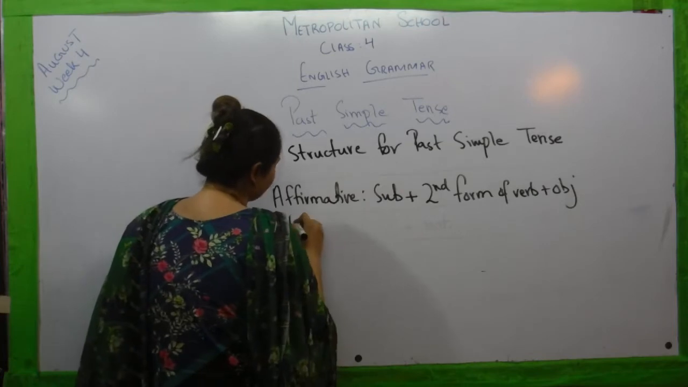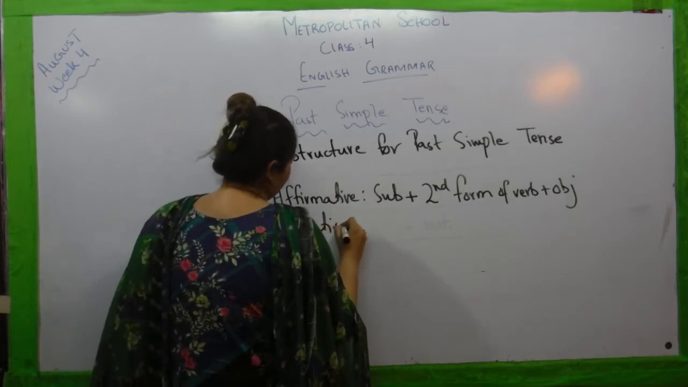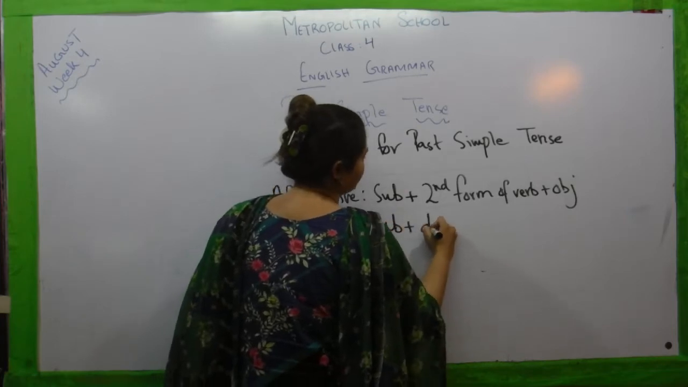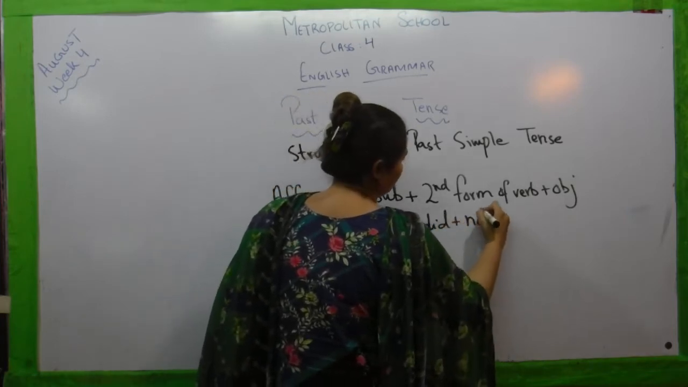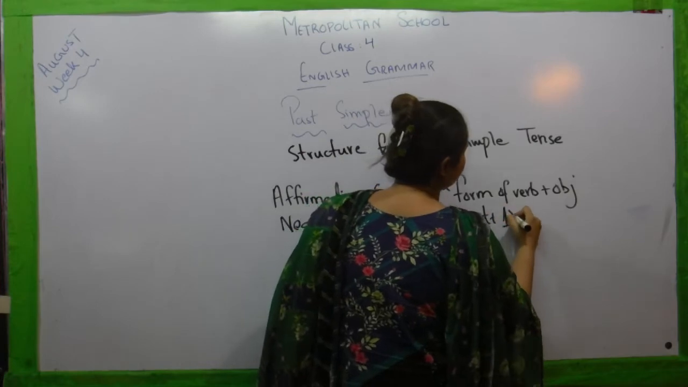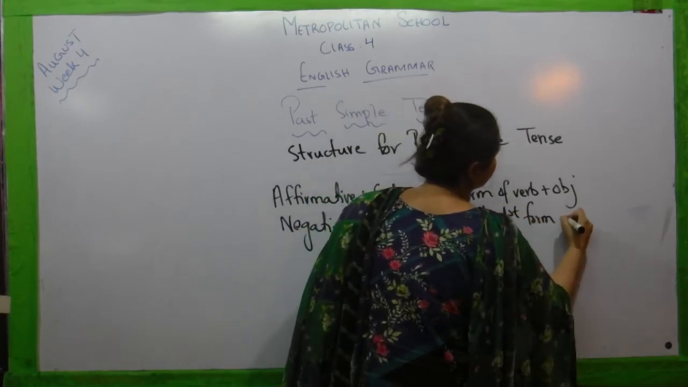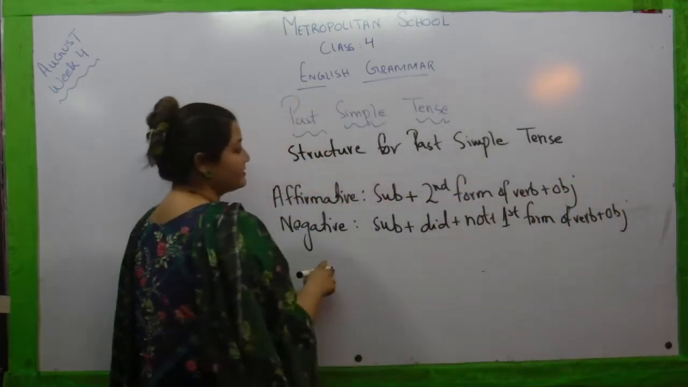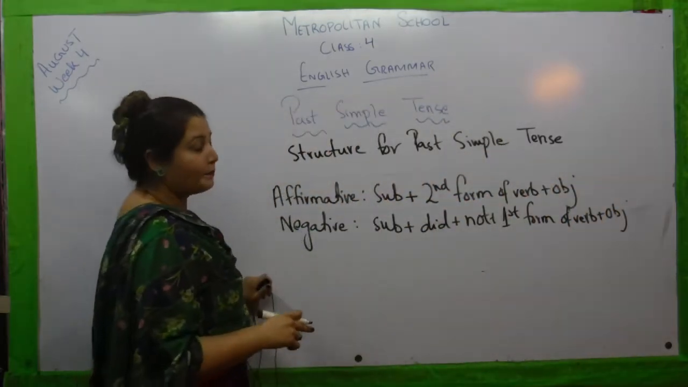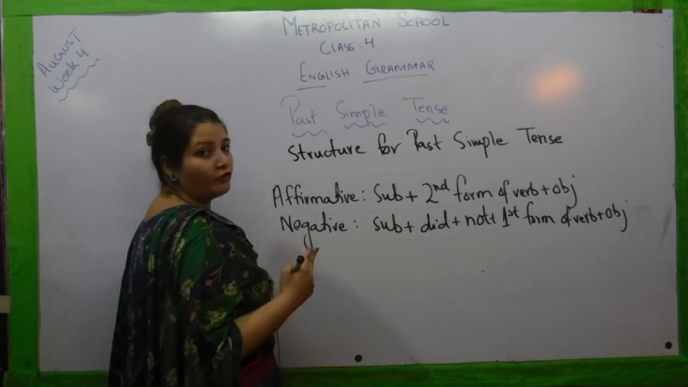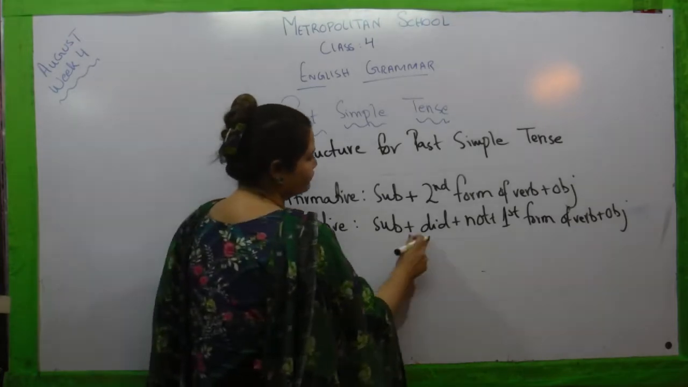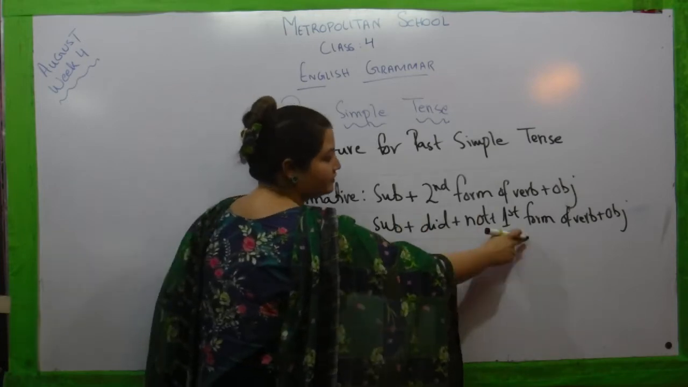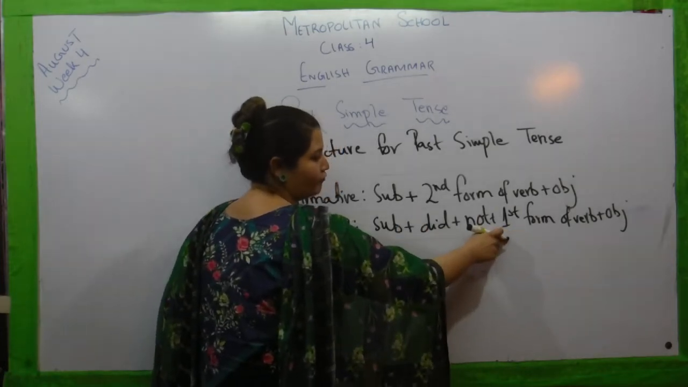Now for the negative, what you have to write? You have to write a subject, then did, not, then first form of verb, and then object. Whenever in a sentence, according to English rule, we cannot use two second forms in the same sentence. Like here we are using did is the second form of do. So we will use the another form of verb as a first form of verb.